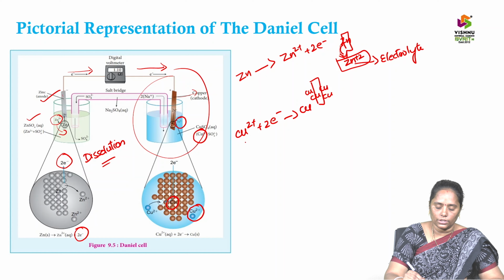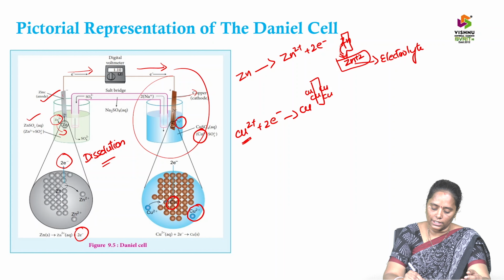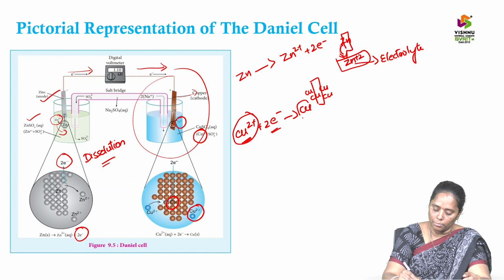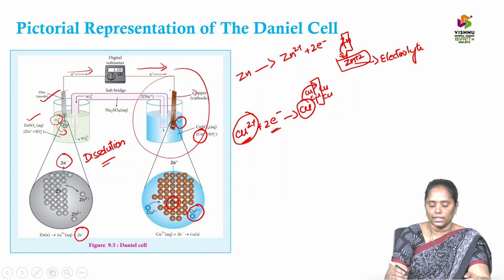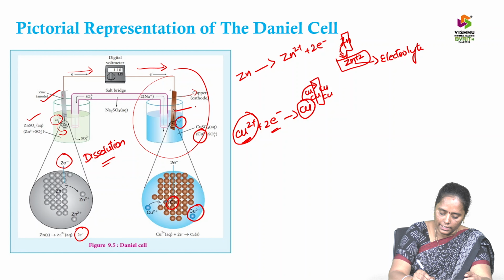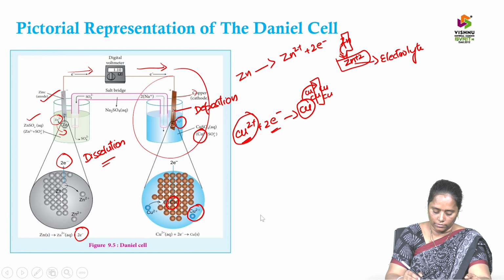And what happened at cathode? Copper ions in the electrolyte are taking up the 2 electrons. The ion is converted to metal. Once the metal forms, it will be deposited on the electrode. We call this deposition. Dissolution of zinc happens at anode. Deposition of copper happens at cathode.